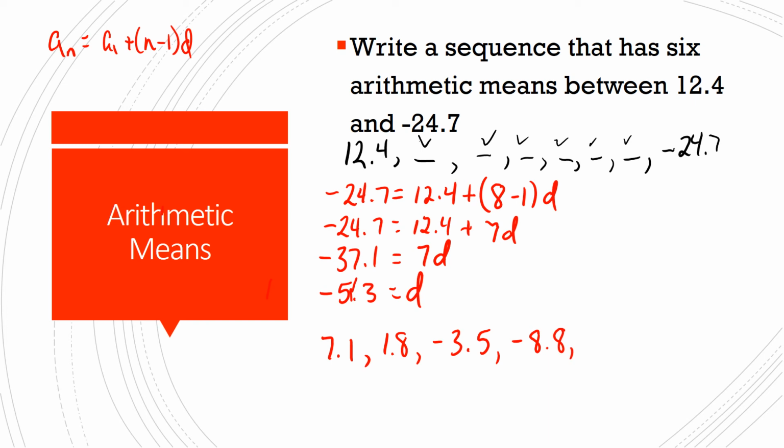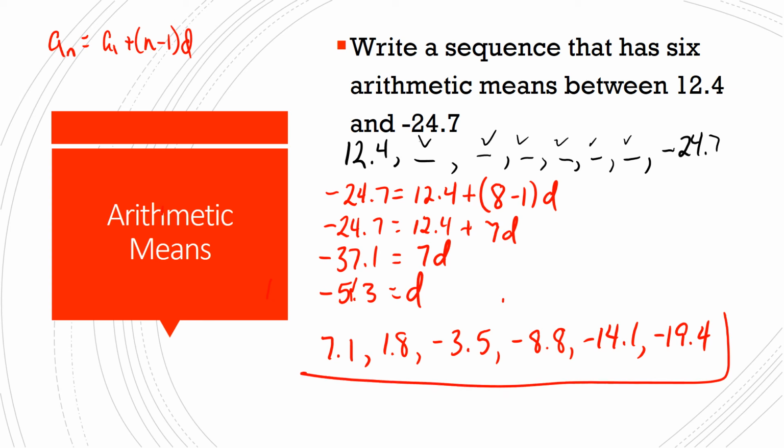Let's see, that's 1, 2, 3, 4. I got 2 more to go. Negative 8.8 minus 5.3, well, that's going to come to negative 14.1. And then negative 14.1 less 5.3 is going to give me negative 19.4. And so there's my 6 arithmetic means. And if I just want to make sure I'm right, I could take that negative 19.4 and subtract 5.3 from that, and it would be negative 24.7, which is my last term.